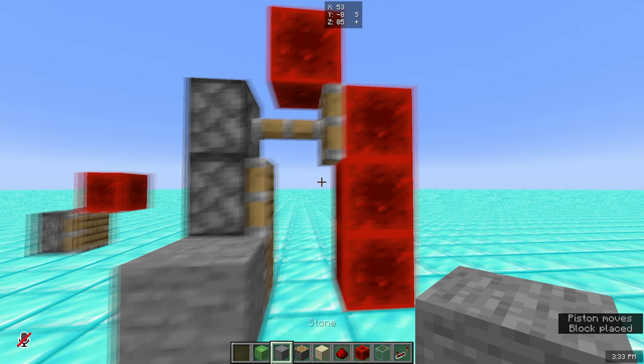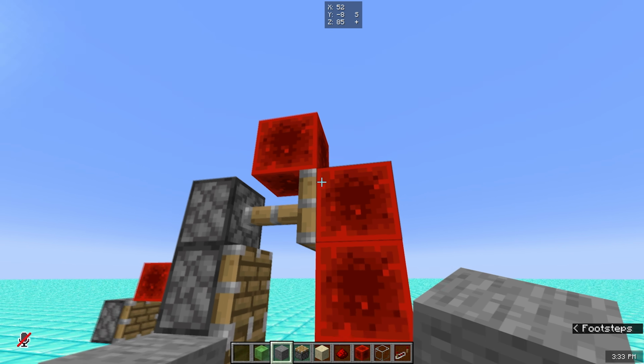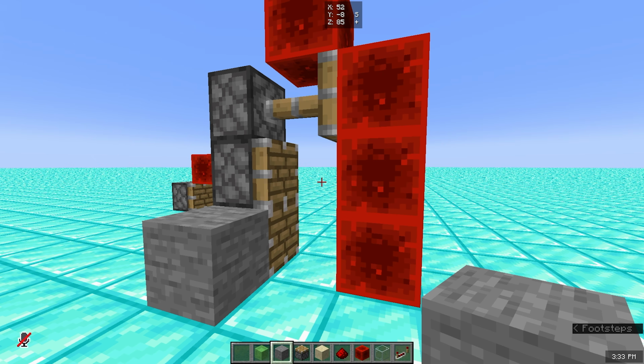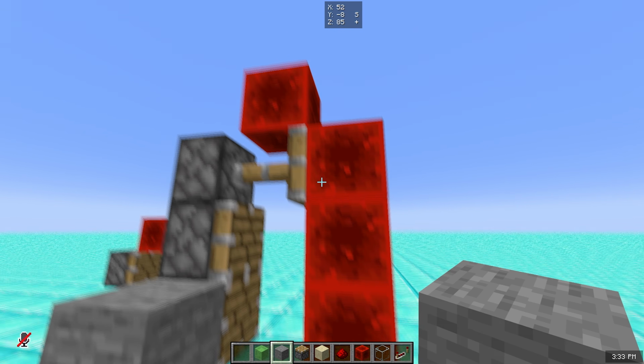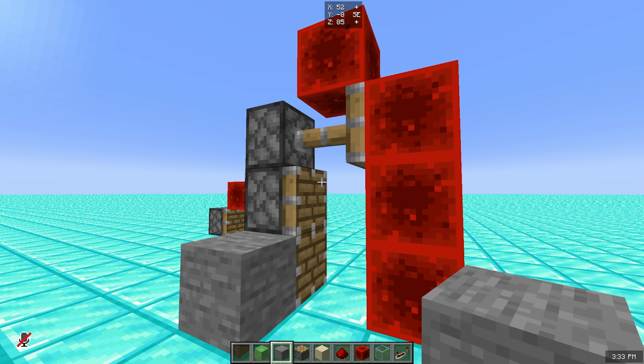So, notice how it moved at the same time. This piston stays powered because of the block. The block didn't move, but every other block moved. Therefore, this power goes away.